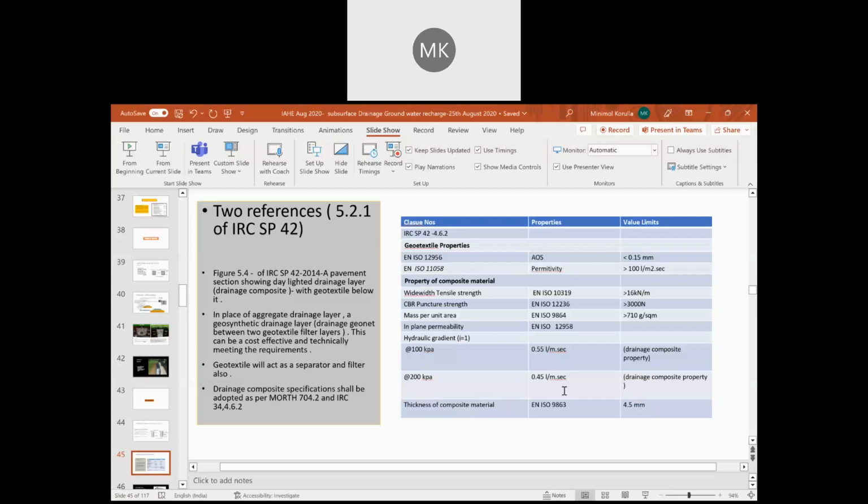How do we decide the thickness of the sand blanket? SP 42 gives a definition. T, the thickness of the sand blanket, is equal to 8 by D raised to 0.92. This is the thickness of the sand layer in centimeters. D is equal to 2 d1 d2 divided by d1 plus d2. Then you may ask what d1 and d2 are.